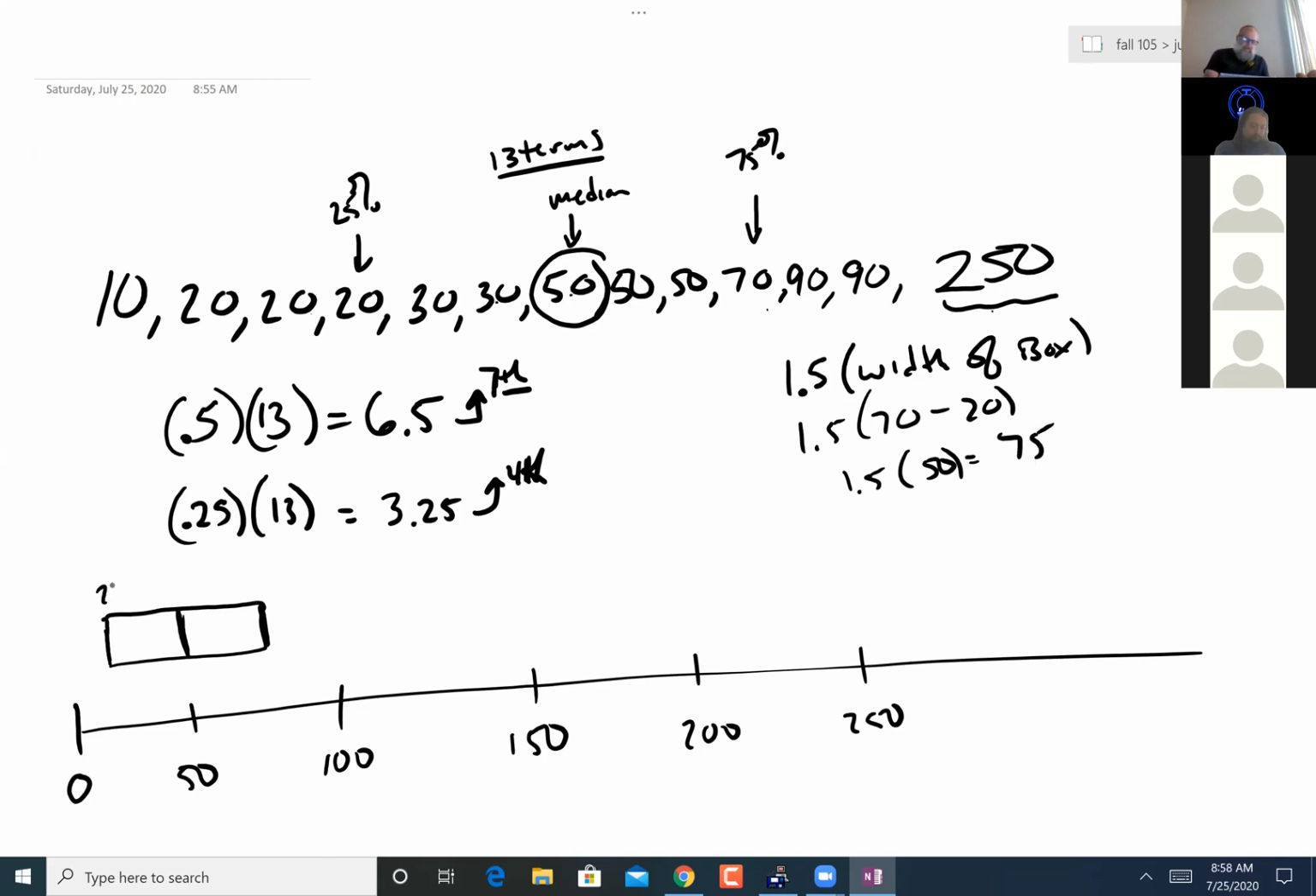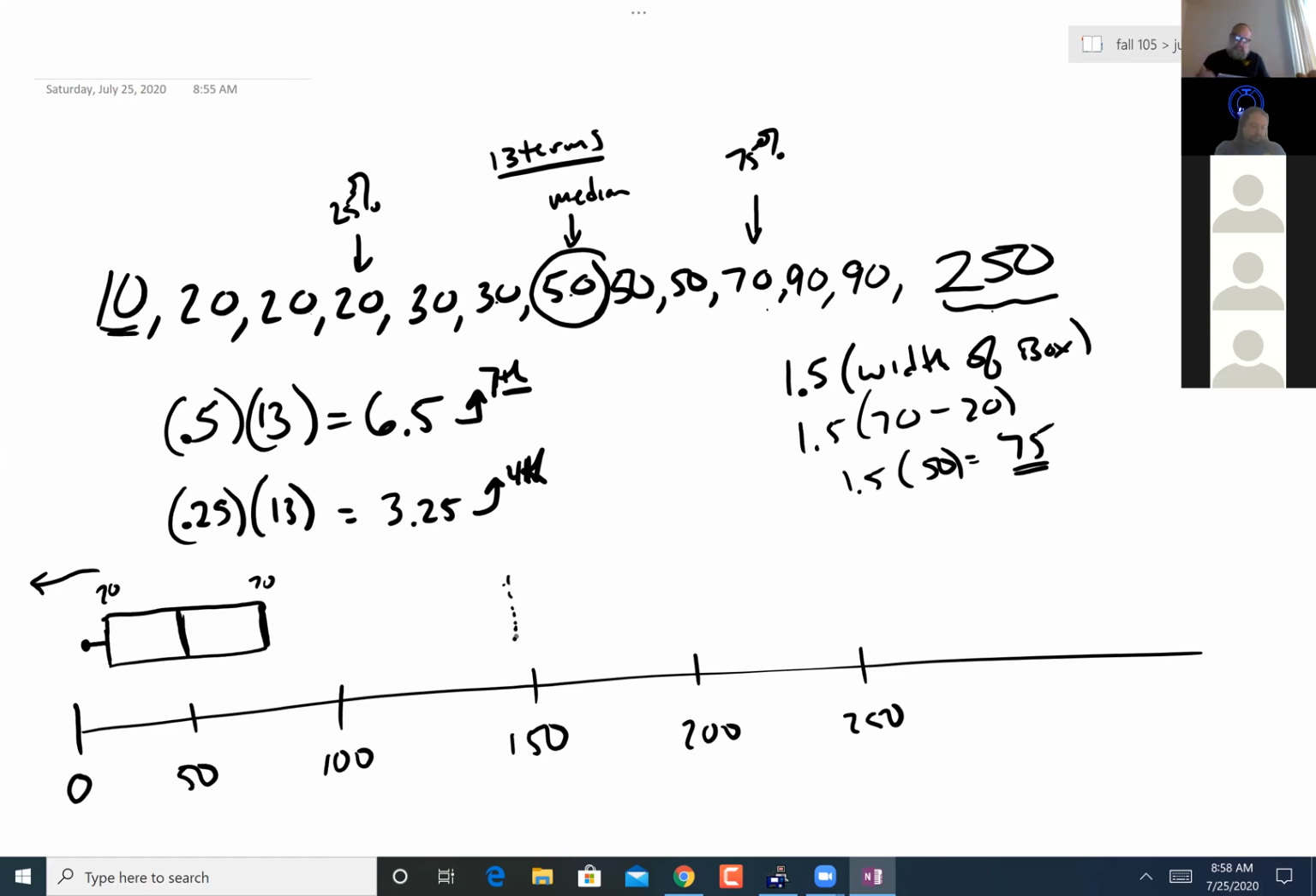Well, remember, this is the number 20 here. If I go back 75, that puts me in Negativesville. We don't have any negative numbers. So we're just going to connect down to 10. That's our lowest value. On the upper end of things, we're going to start here at 70, and we're going to add 75 to it. That puts us here at 145. Okay, that's where the freaks begin.